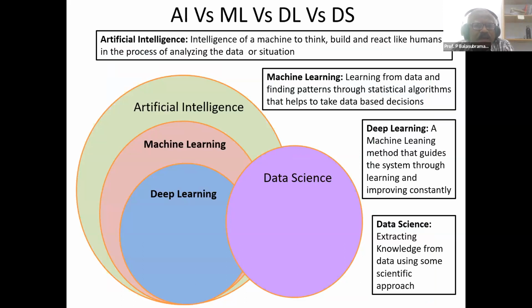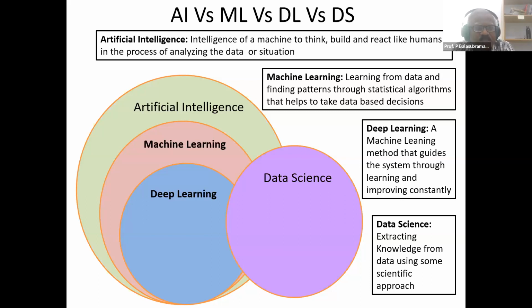Okay, you can see the biggest one is artificial intelligence. Artificial intelligence, as I told you, is training the machine to think and act like a human being. You're giving training through some computer programs, giving the computer the power to act like a human being. So that is the bigger frame of artificial intelligence.